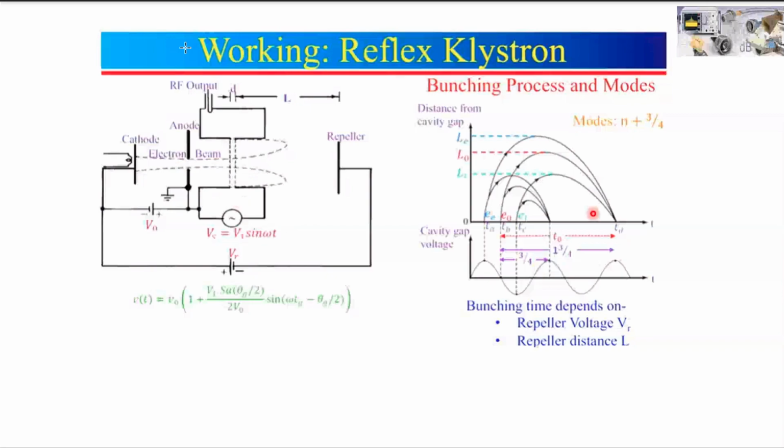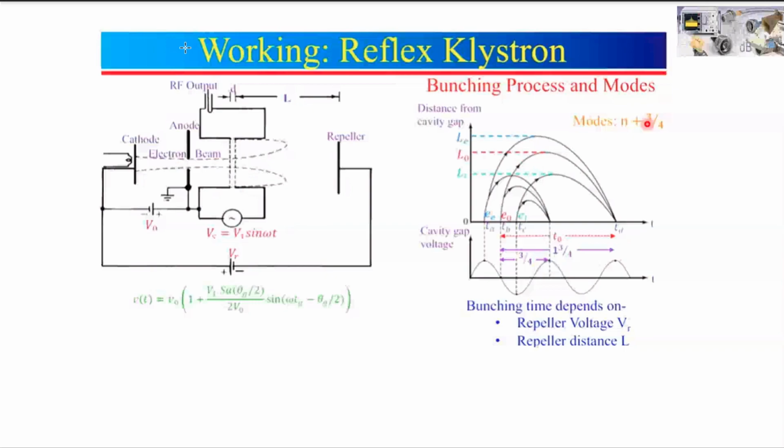So this is how the entire bunching process and current modulation takes place in your reflex klystron. Same method, nothing new to this. The same as we have seen, three electrons, reference electrons, velocity here, again here. And it is operated at different modes.